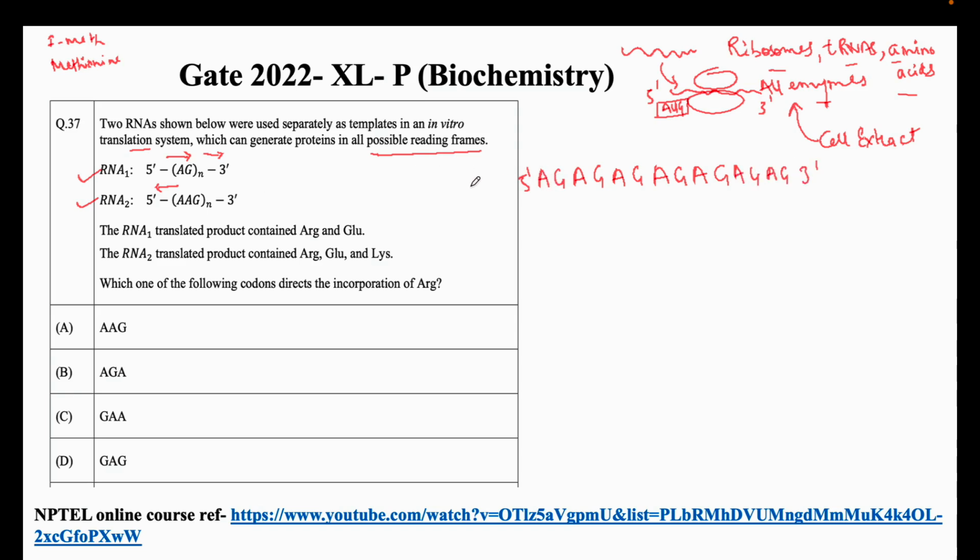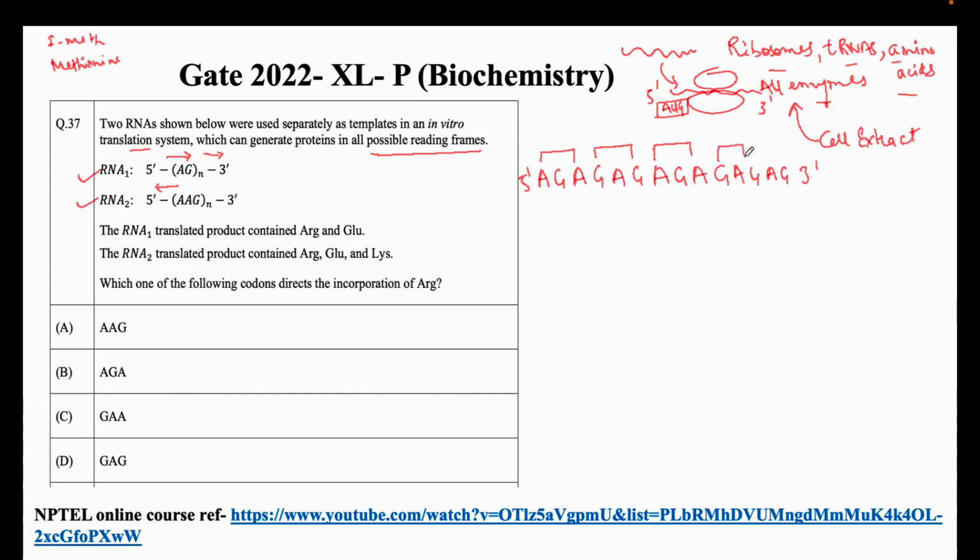They have said that these are the two templates, and we need to find out which amino acids are generated, which amino acids the product contains. This can be one reading frame. A reading frame, as you know, should contain 3 bases, because the code is a 3 base code. We all know that Marshall Nirenberg found out that 3 bases of the mRNA code for one amino acid. So this is one reading frame.